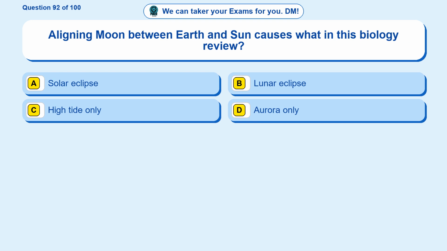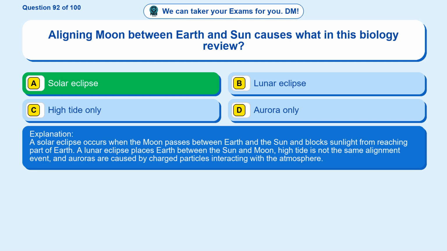Question 92. Aligning moon between Earth and Sun causes what in this biology review? Option A, solar eclipse. Option B, lunar eclipse. Option C, high tide only. Option D, aurora only. The correct answer is option A. Solar eclipse. A solar eclipse occurs when the moon passes between Earth and the Sun and blocks sunlight from reaching part of Earth. A lunar eclipse places Earth between the Sun and Moon. High tide is not the same alignment event, and auroras are caused by charged particles interacting with the atmosphere.